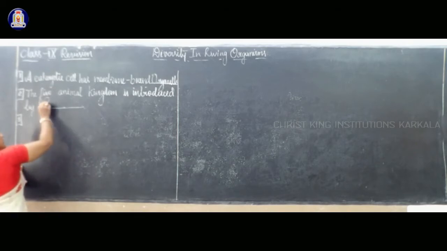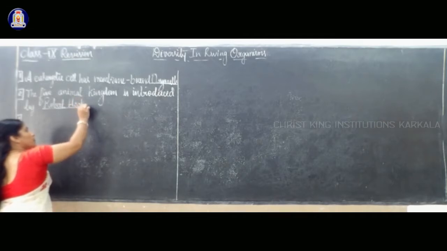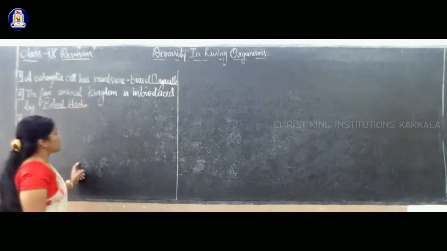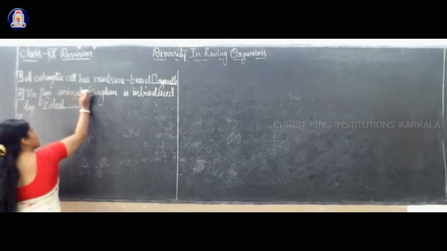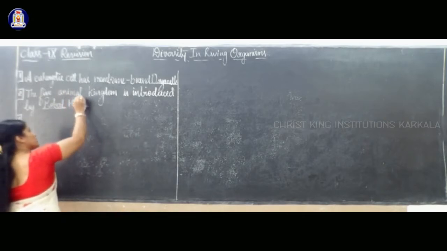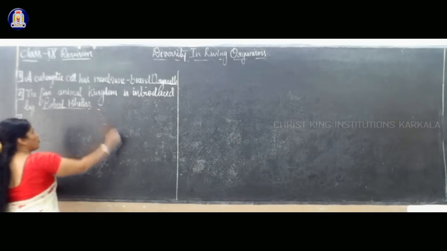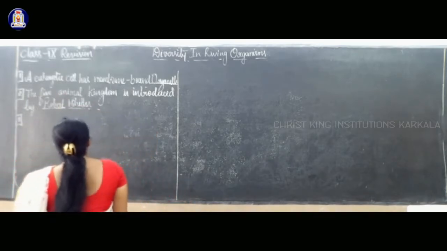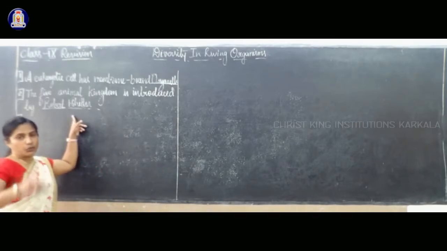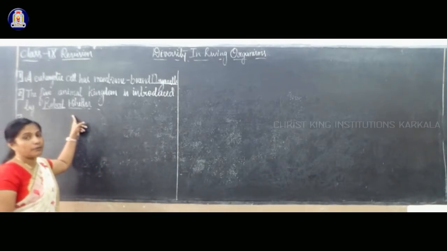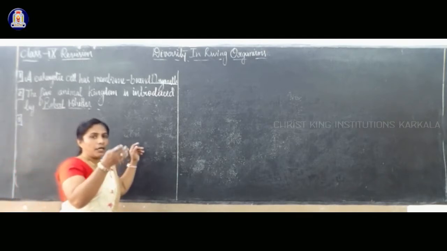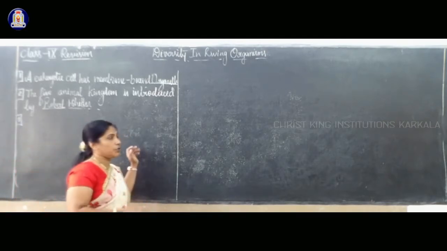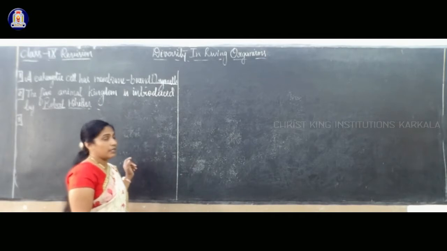The second one: the five kingdom classification was identified by a scientist called Robert Hooke? Only a few questions ask this. Is it Robert Hooke? No, it is Robert Whittaker. Who is Robert Hooke? He invented the microscope. Robert Whittaker is the scientist who introduced the five kingdom classification. Then kingdom, phylum, class, order, family, genus, species. We have already studied this, now it is just revision.